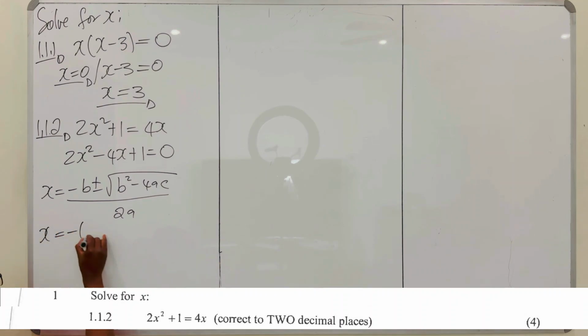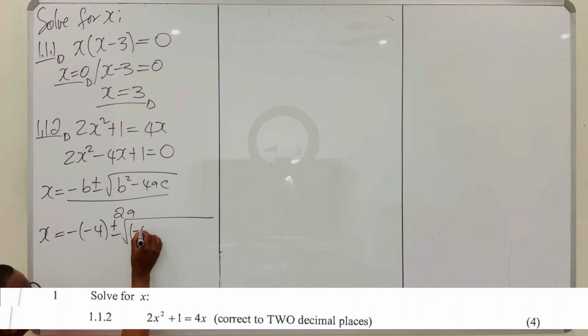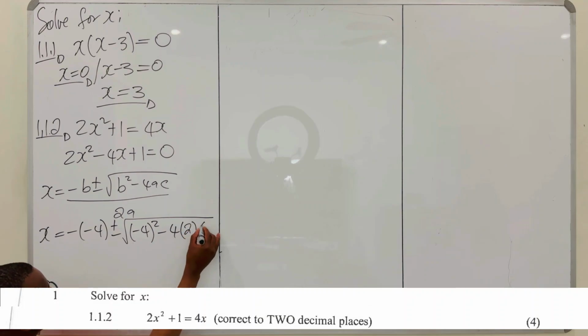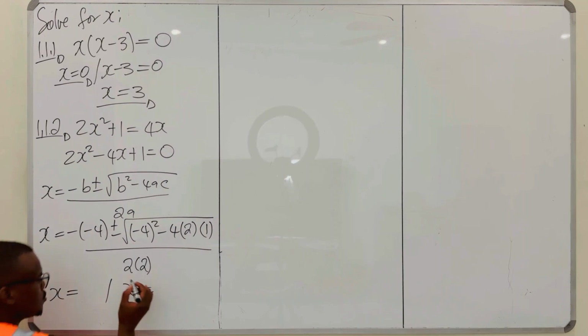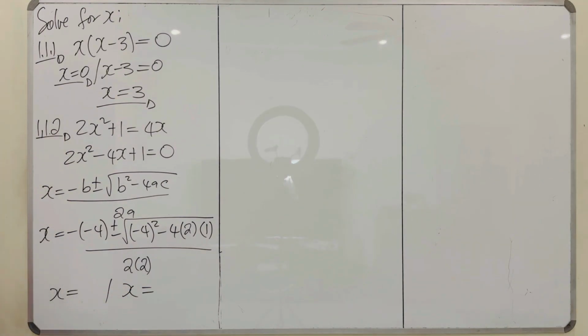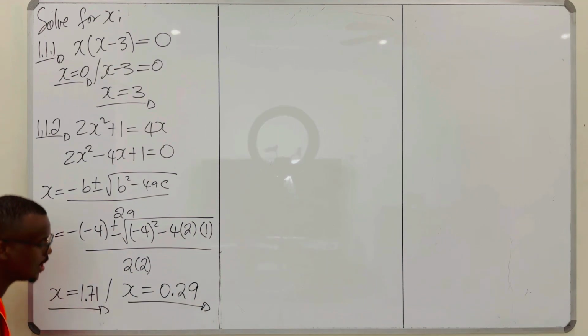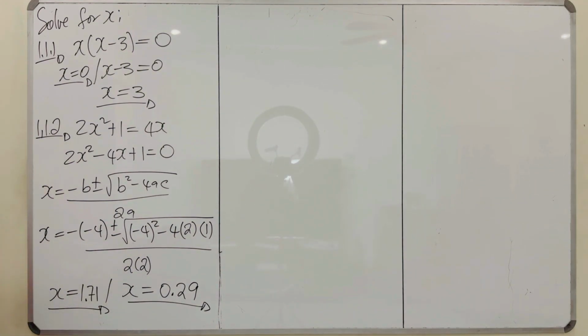In that case, my x is equal to negative b. What is my b? Minus 4, plus or minus the square root of what? Negative 4 all squared minus 4 times a. What is your a? 2. Your a is the coefficient of x squared, 2, and c, the constant, is 1. All over 2 times 2. So what is the answer? It's 1.71, and the other one is 0.29. So these are your x values. Are you happy with these solutions?